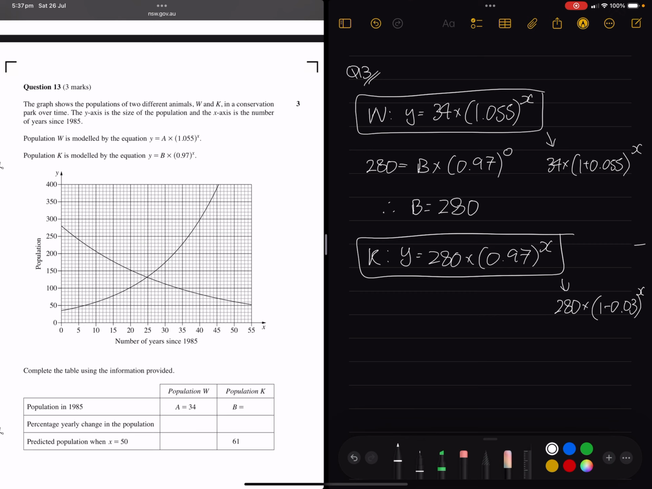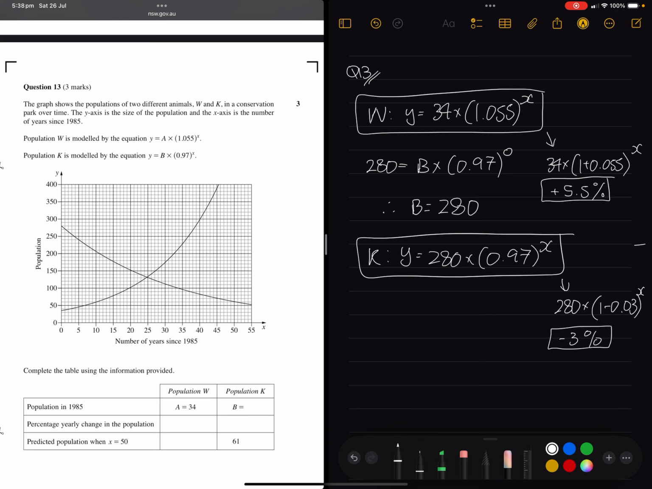Now these are essentially compound interest models. The decimal being added to the 1 or subtracted from the 1 is the rate of change. So percentage change for population W is plus 0.055, which is plus 5.5%. And the percentage change for population K is minus 0.03, that's minus 3%. So these are the rates of change.